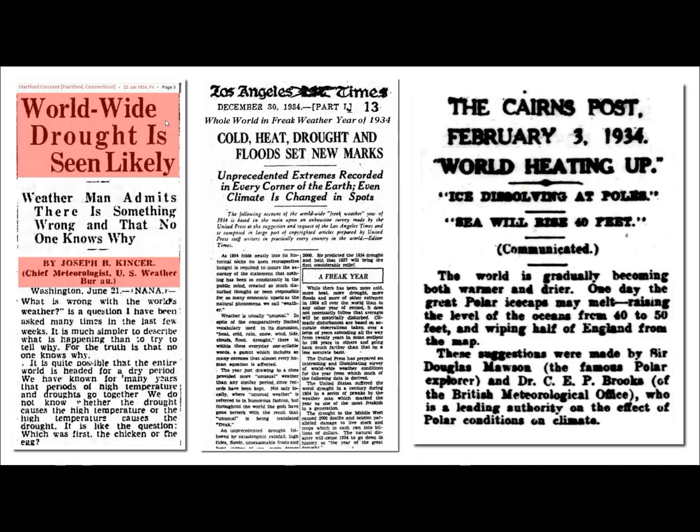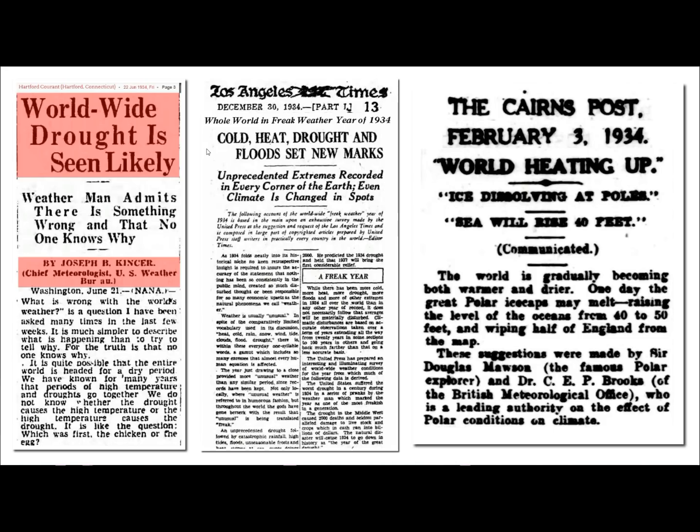"1934, cold, heat, drought, and flood set new marks." "1934, world heating up, ice dissolving at poles. Sea level will rise 40 feet." That's from 1934, the same nonsense we're hearing now.